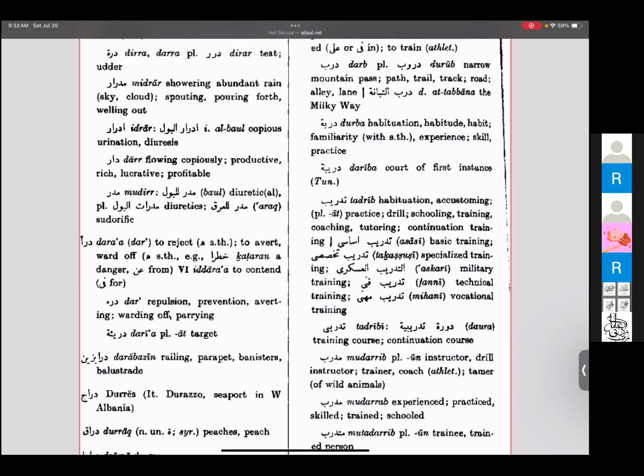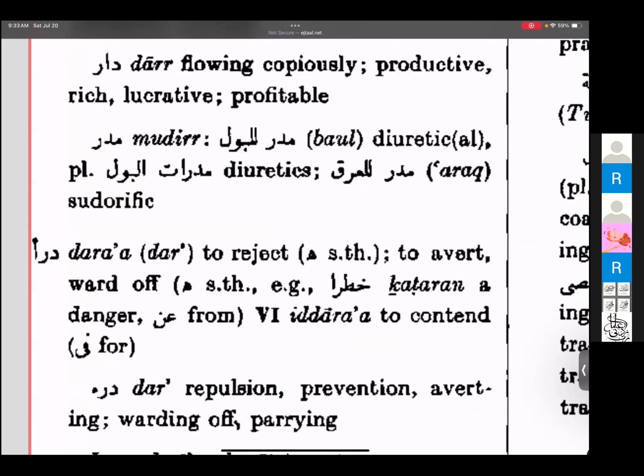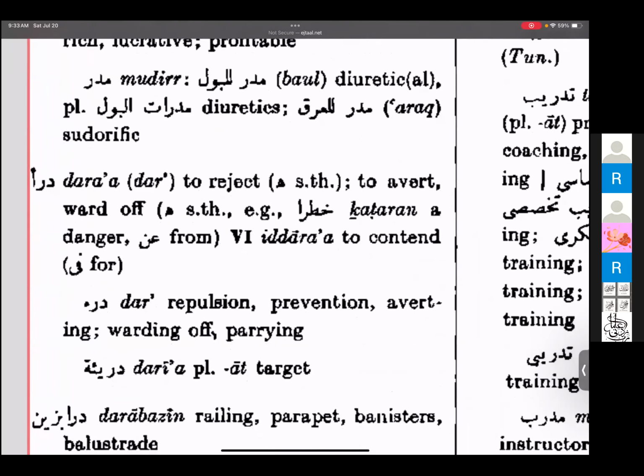So you see that there is hamza, and hamza is a halkiya letter, right? That's why you see dara'a, and then it says a over here, right? So that means this is bab fataha. So dara'a yadra'u, and it means to reject, to avert, ward off, right? Reject. So these are the meanings of it.